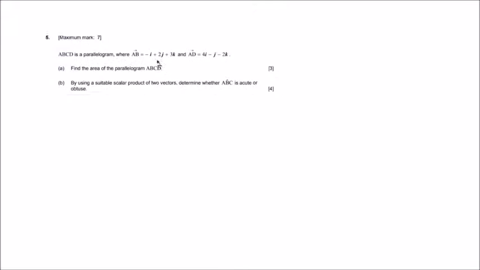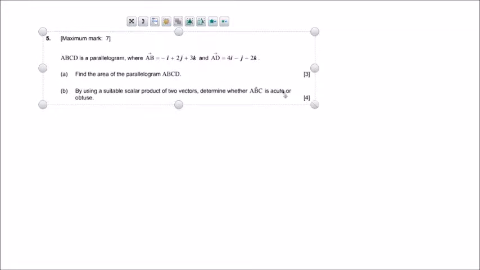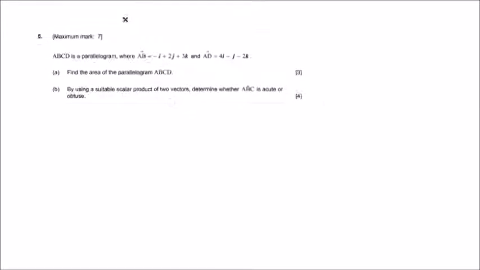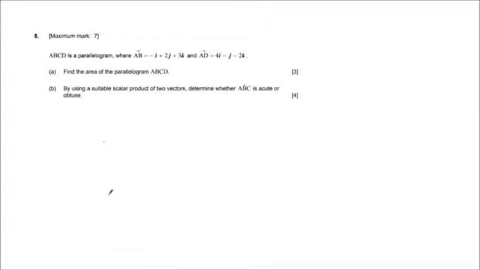ABCD is a parallelogram where AB and AD, AB is minus i plus 2j plus 3k. So let's draw this coordinate plane. I don't advise it. If you know what you're doing, you don't need to draw a coordinate plane. I'm just trying to show you guys how to visualize in these 3 dimensions.